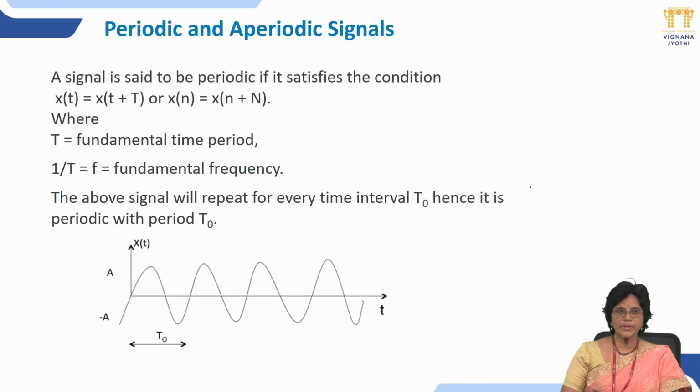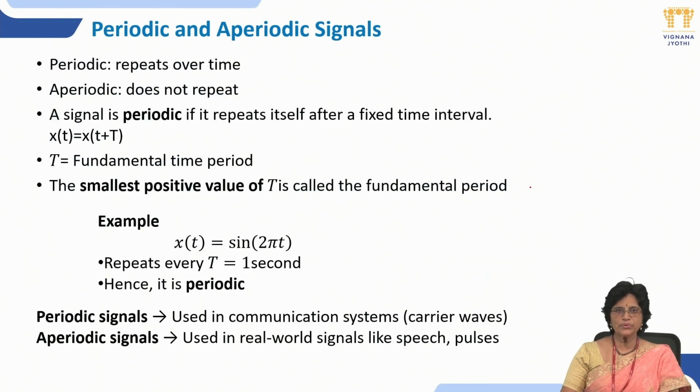Now coming to periodic and aperiodic signals. A signal is said to be periodic if it satisfies the condition x of t equal to x of t plus capital T. If it is a discrete signal, the same concept: x of n is equal to x of n plus capital N, where capital T is the fundamental time period. In the discrete case, capital N is the fundamental time period, and f is the fundamental frequency, f is equal to 1 over T. So what is meant by periodicity? The same signal repeats after a certain interval of time, which we call the period. In this case, the period is equal to T naught for the given example. So periodic means repeats over time.